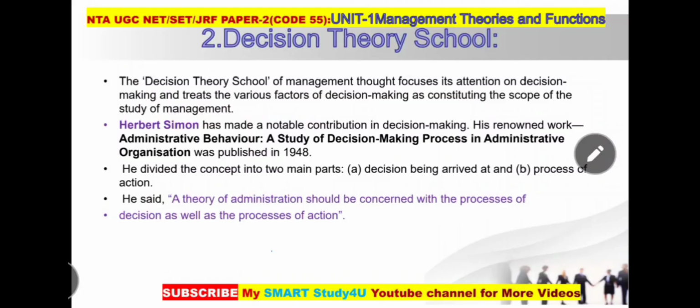The second school of modern theory is the decision theory school. It focuses on decision making. It was developed by Herbert A. Simon. He published a book named Administrative Behavior, a study of the decision making process in administrative organization, in 1948.